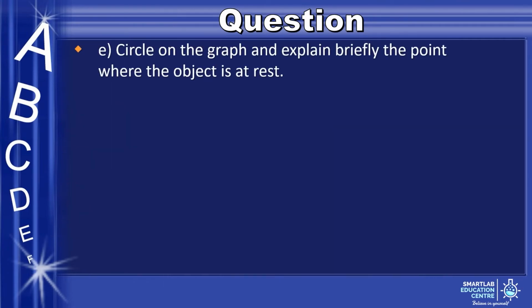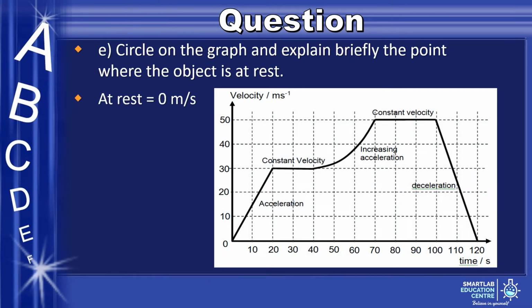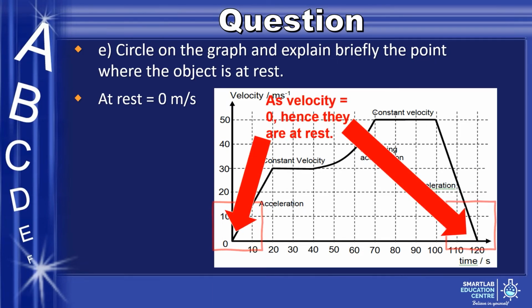Circle on the graph and explain briefly the point where the object is at rest. The definition of at rest means that the object is at 0 meters per second. It may not necessarily mean that an object is stationary, but it means that the velocity of the object is 0, just like when you take a U-turn to change from a positive velocity to a negative velocity. Hence, these 2 points would suggest that the object is at rest, as that is where the curve intersects the time axis, suggesting velocity is 0 at these times.